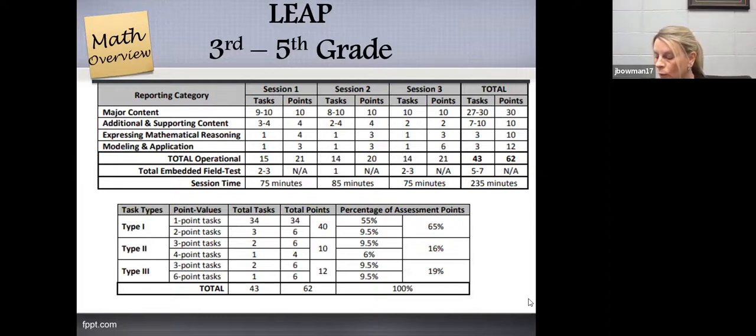Type 2 are written arguments or justifications, and that's where your students explain their math. They're going to use the writing framework that we use at Eastside. The teachers have been working with students on that since the beginning of the school year. And then type 3, this is where modeling and application comes into play in a real world context or scenario.